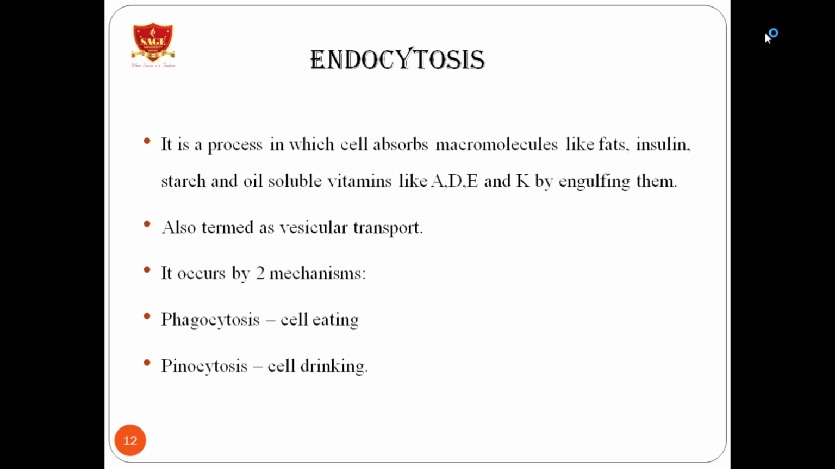So in this video, we studied what is absorption, what is bioavailability, and the different mechanisms by which a drug is absorbed. Thank you.